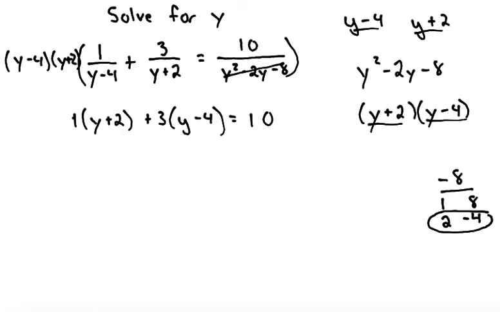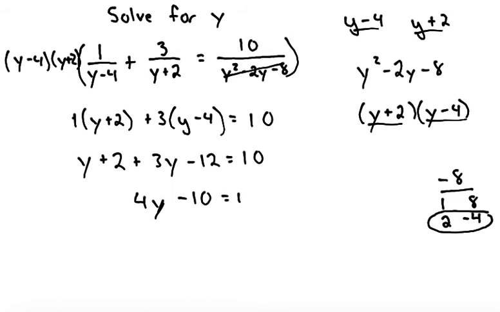So then if we distribute, 1 times y just gives us y. 1 times 2 is plus 2. 3 times y is 3y. 3 times negative 4 is minus 12, and that is equal to 10. Then we combine like terms. We have a y and a 3y, that makes 4y. A 2 and a minus 12, that makes minus 10, equal to 10.